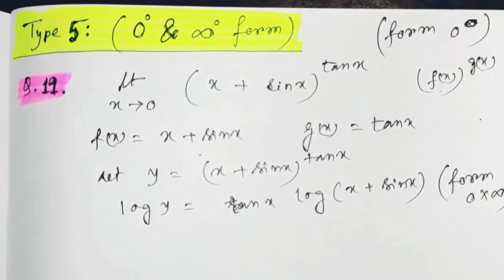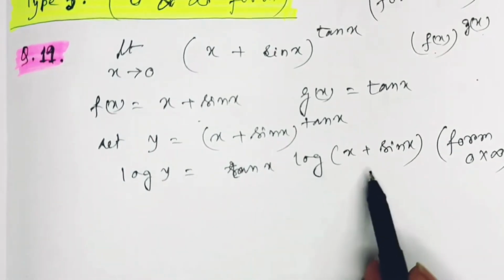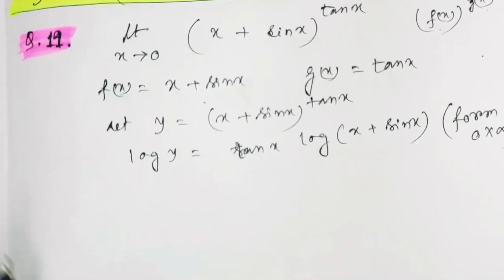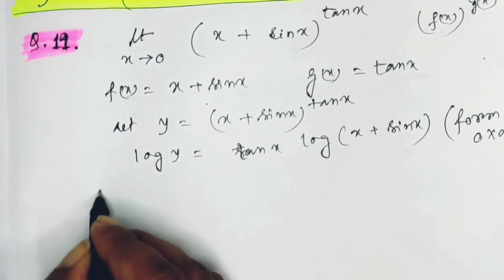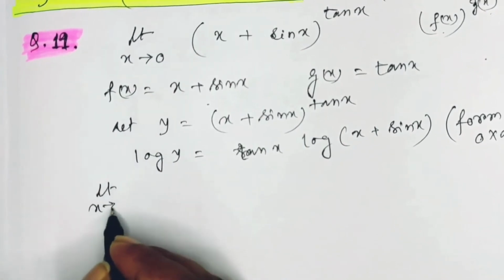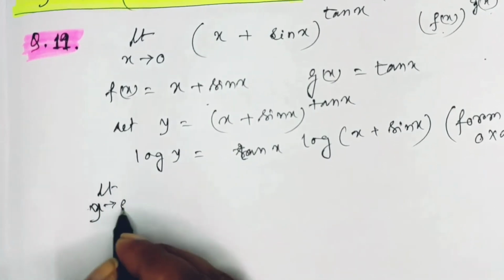Now it is a different type of question. I tell you that if the indeterminate forms are of the form 0 to the power 0, or infinity to the power 0, or 1 to the power infinity, then we just take the log on both sides. Accordingly, here we take the log on both sides, so that it becomes in this form. To solve this one, the limit will not change. Here the limiting value is x tends to 0.